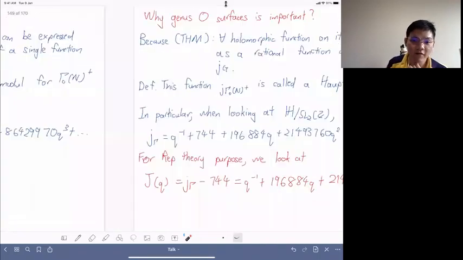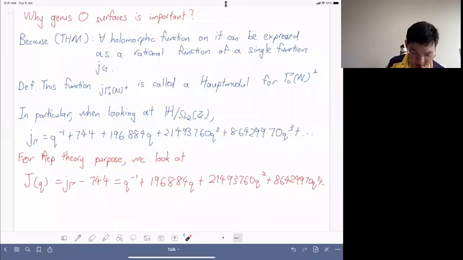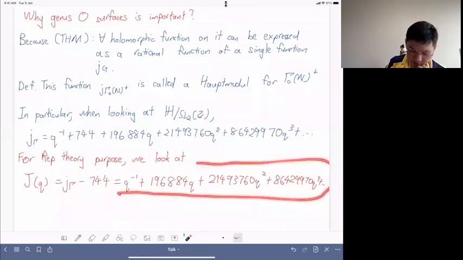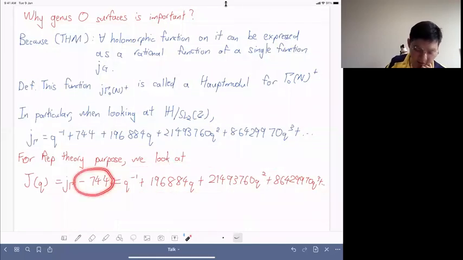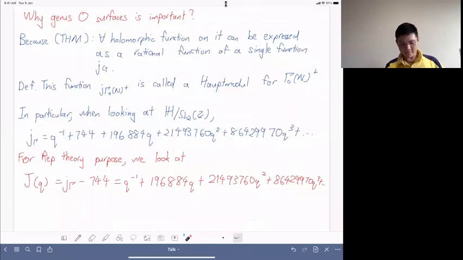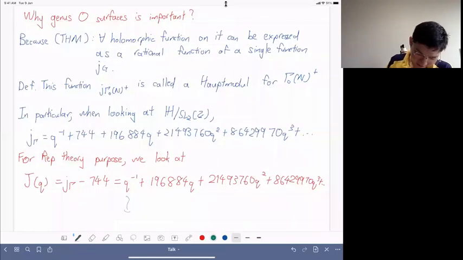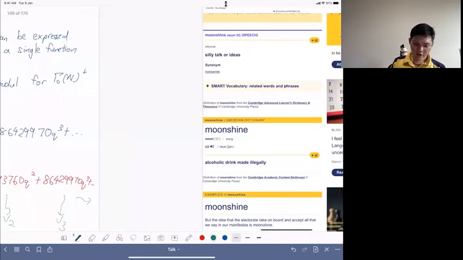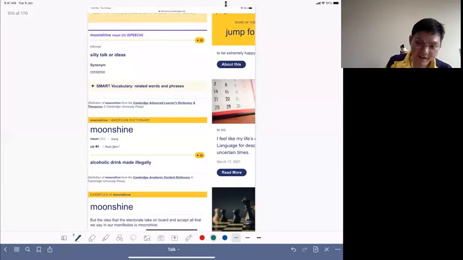But for representation theory purposes, for constructing the vector space, we look at this by taking away the constant term. This is V0. You should think that there's a V minus 1 here, V1, V2, V3, and so on. This function goes on and on. So they call it a moonshine relation here.